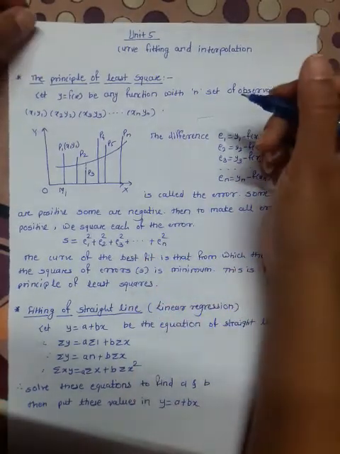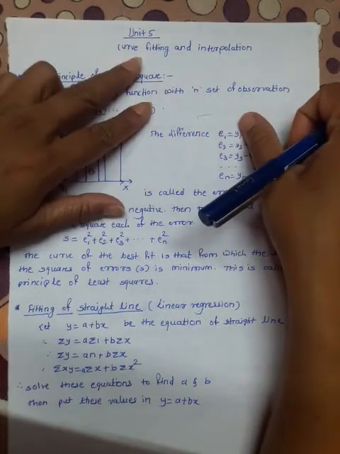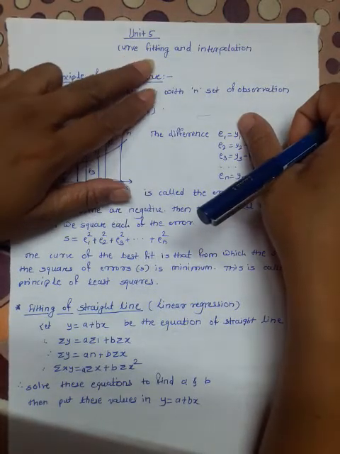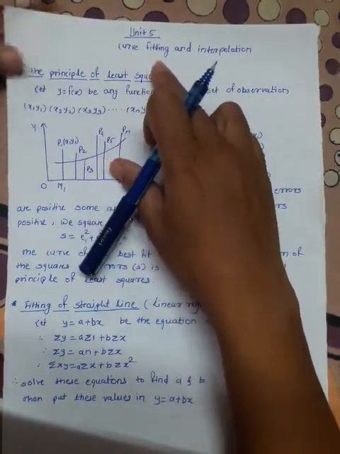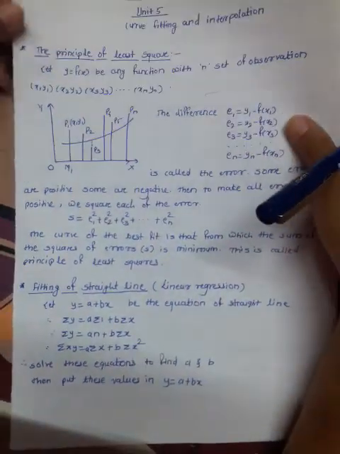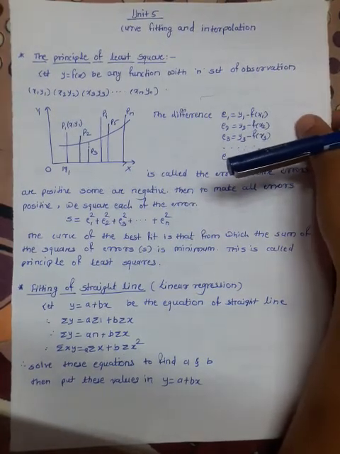Hello everyone, let us see the next chapter. It is unit number 5. The name of the chapter is curve fitting and interpolation. Let us start with this point, that is curve fitting. The first point of this chapter is the principle of least square.